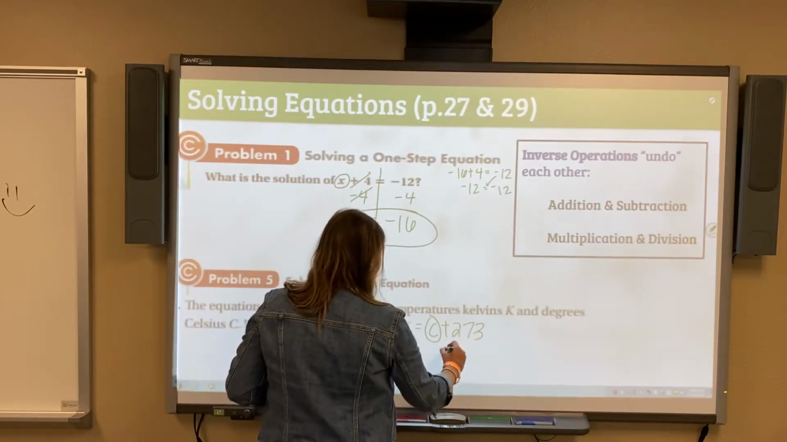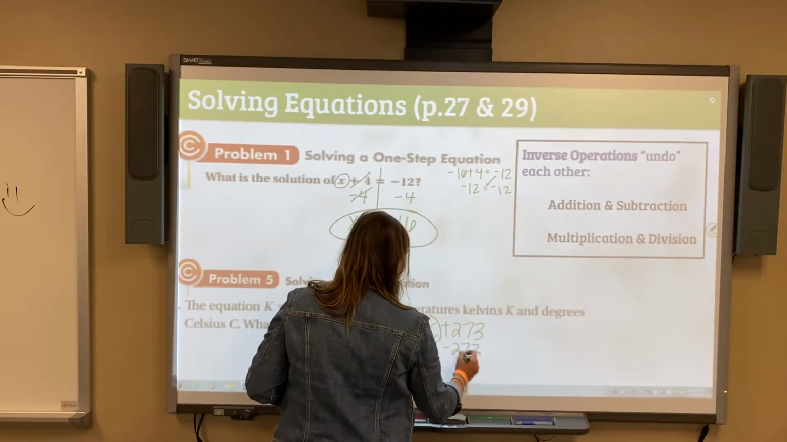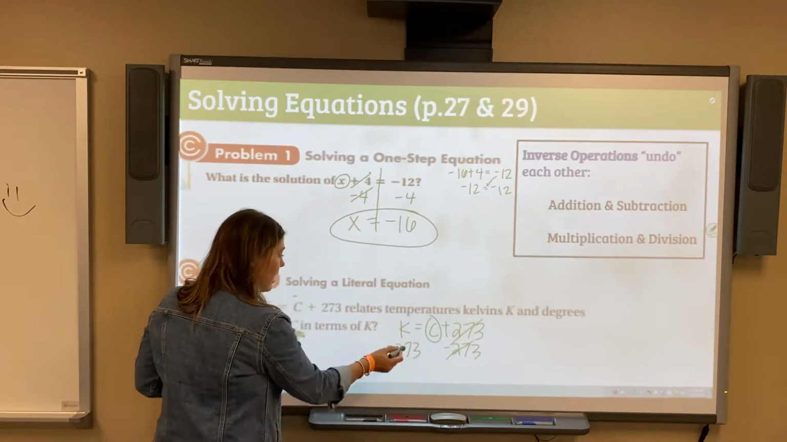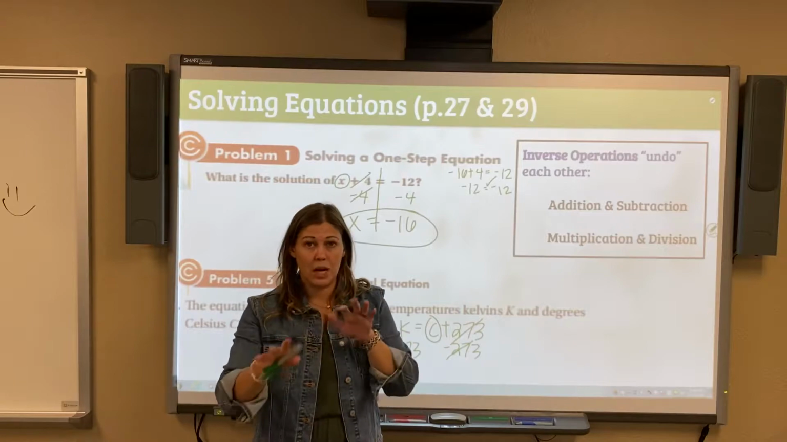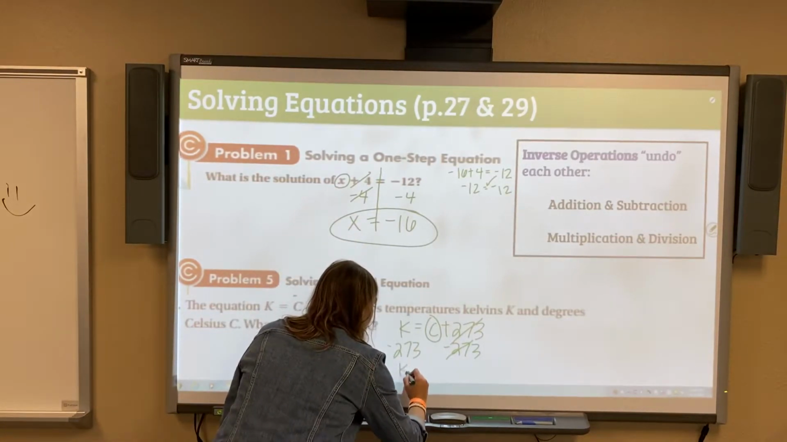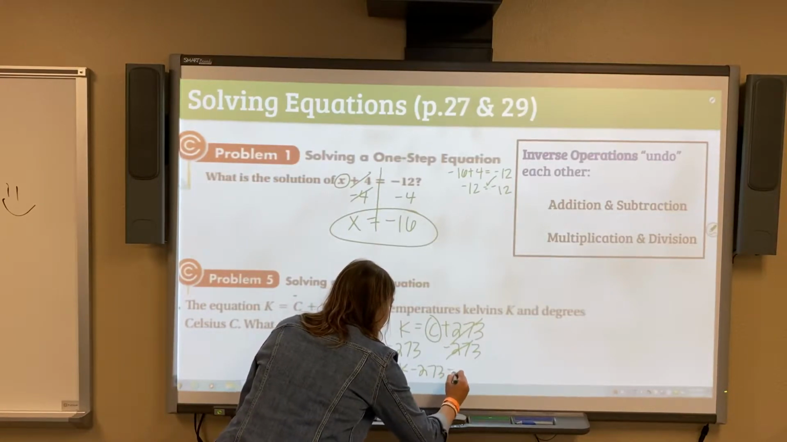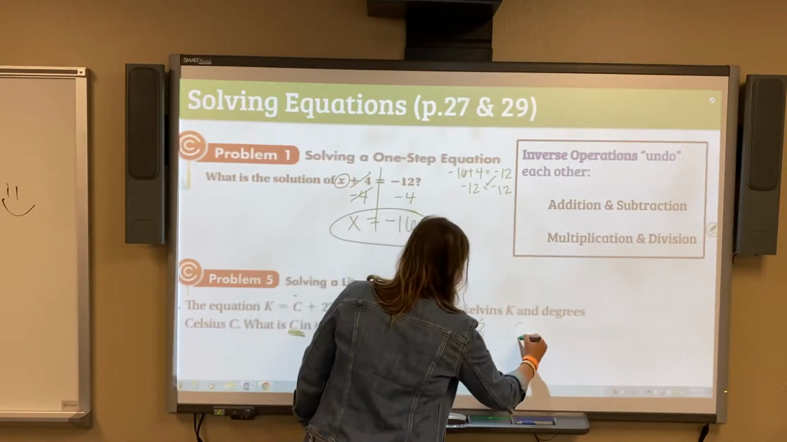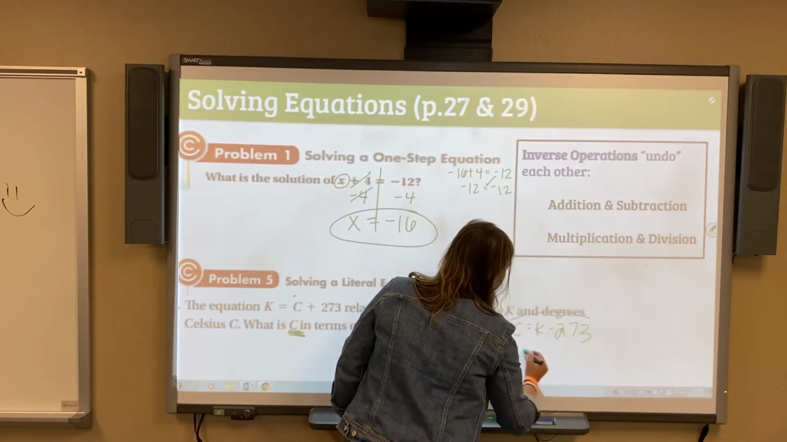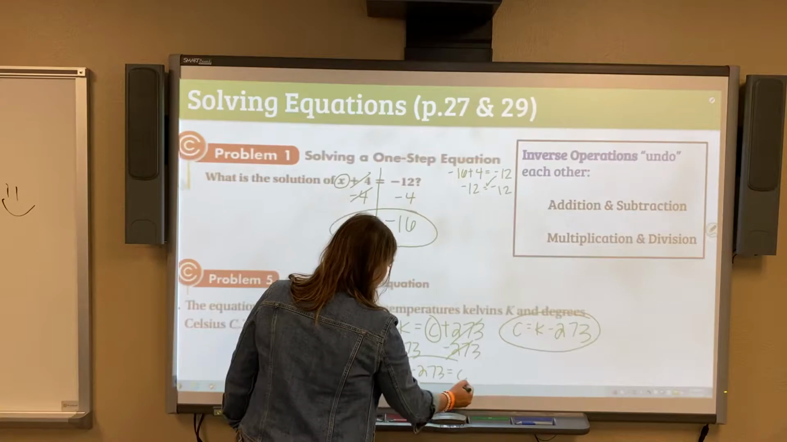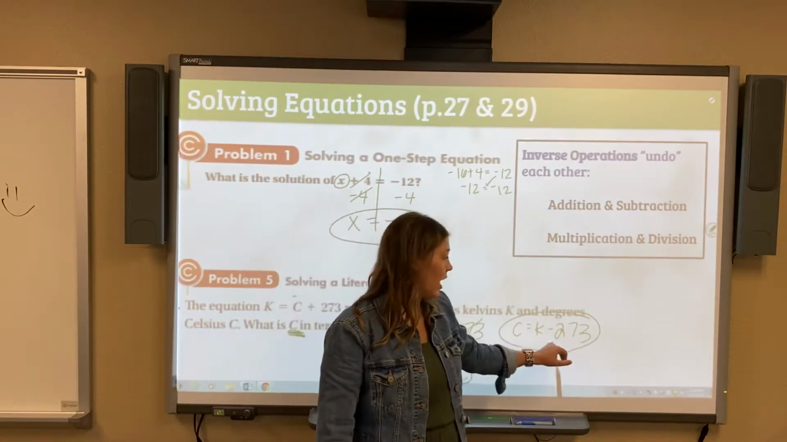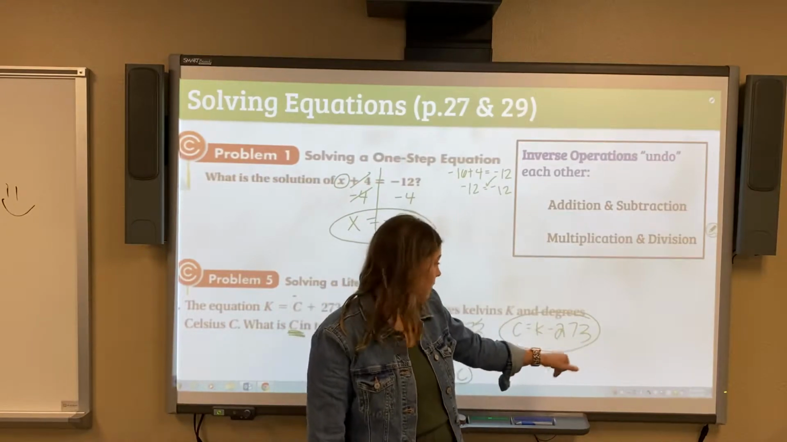By doing that, we still need to undo this addition. So we subtract 273 from both sides. Well, K minus 273, we cannot combine those. Those are not like terms. So we'll just say K minus 273 is equal to C, or just C is equal to K minus 273. Okay, and that's all you have to do. Those are the same thing. Okay, so whenever you're solving literal equations, you're not going to have a pretty answer, but this is your answer, okay?